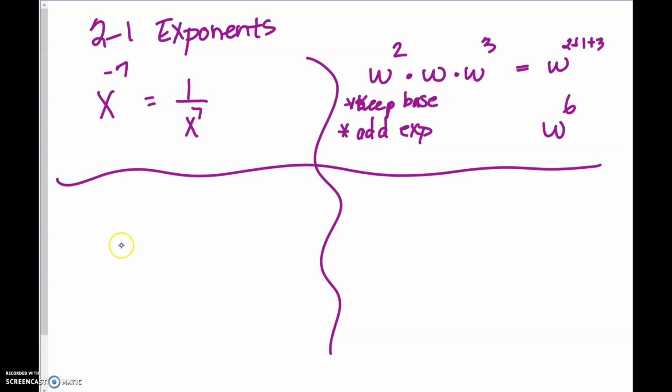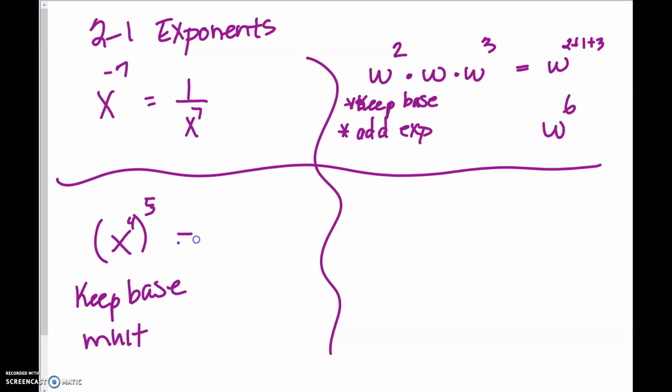All right, then we did something like a power to a power. So if we had x to the 4th power, and then we took that to the 5th, this is what we would call a power to a power. This time we still keep the base, and we multiply exponents. So this would be 4 times 5, and we get x to the 20th.